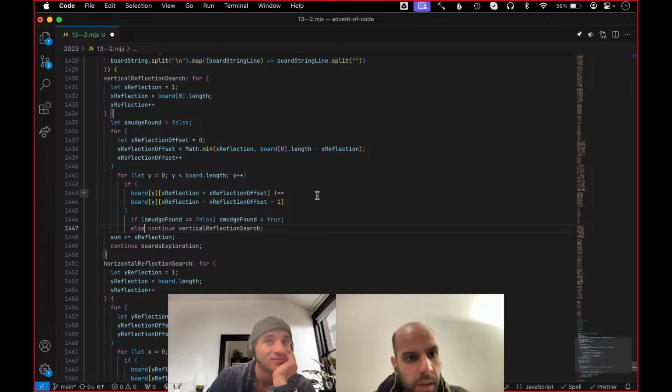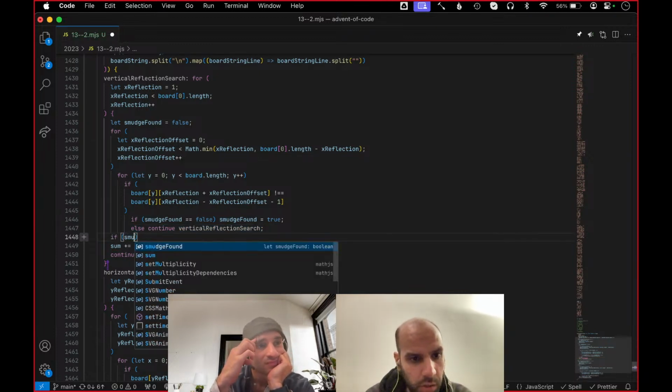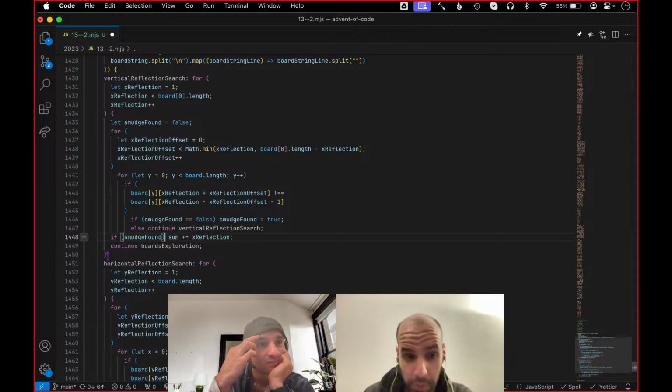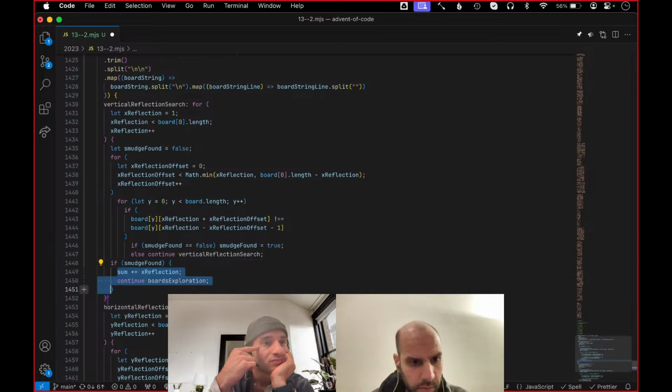But let's see if this makes sense. So if my smudge found is equal to false, then I found it. But if I found it before and I found another difference, it's the second difference. It's not as much. Then in the end, I will only add if I found my smudge along the way, because otherwise I could be tripping over a real reflection without smudges. And should I continue the borders exploration? No, I should not. There.